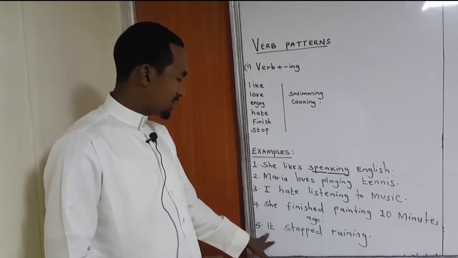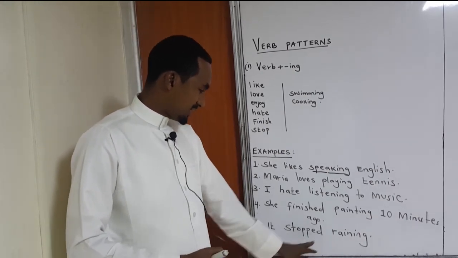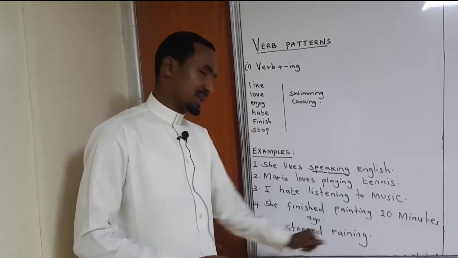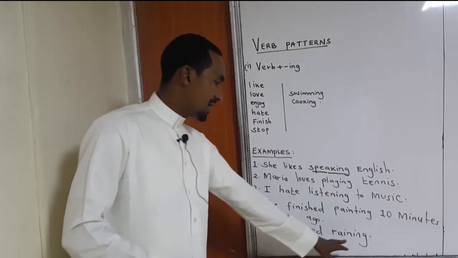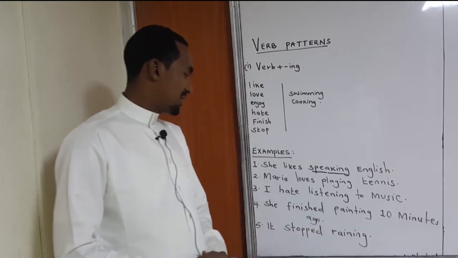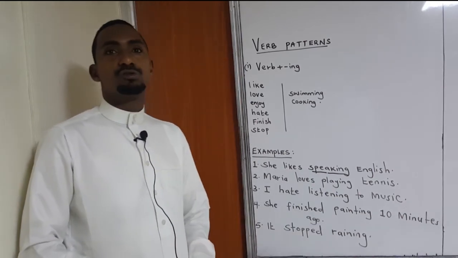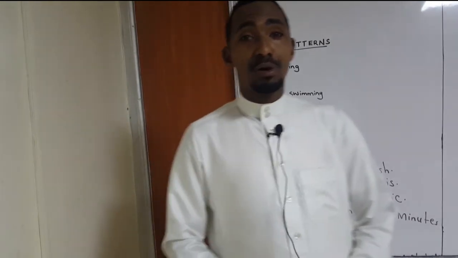Number five, which is the last one, it stopped raining. You see here, this is past simple. And then here we have ing. Then it becomes now past simple. It stopped raining. And that is all about our lesson.